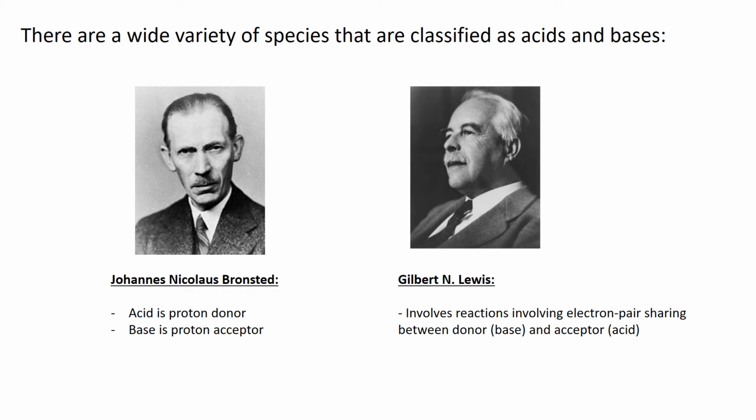And there are two theories that we need to consider. The first was developed by Johannes Nicolaus Bronsted, who defined an acid as a proton donor and a base as a proton acceptor. And this might be the definition of an acid and base that you are comfortable with. The second theory, developed by Gilbert N. Lewis, involves reactions that concern electron pair sharing between a donor, the base, and an acceptor, the acid.